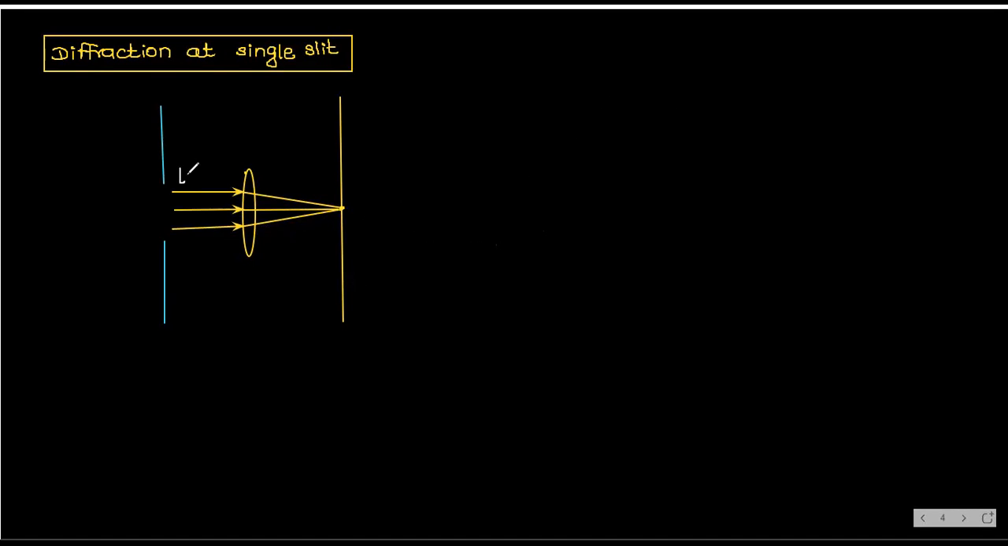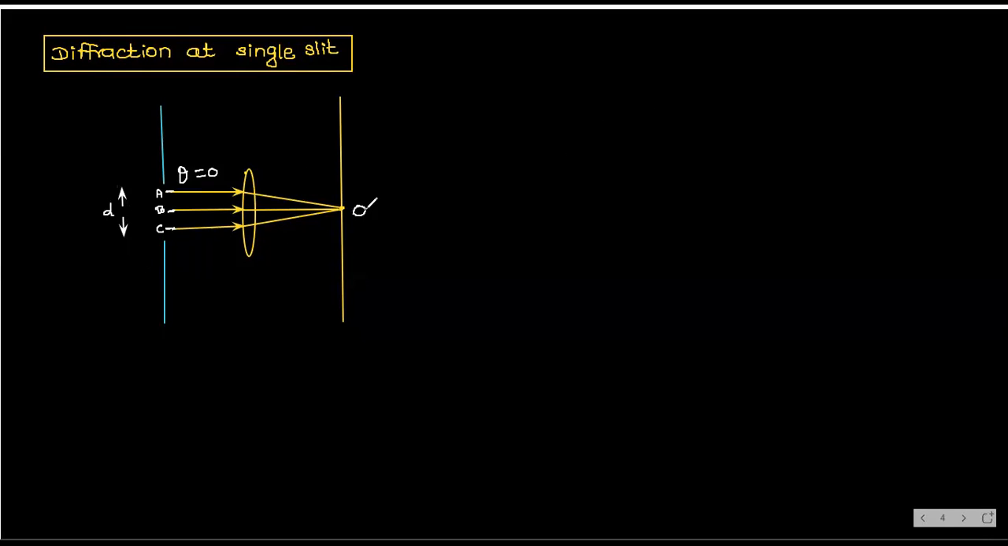And here theta is equal to what? 0, because all the rays are parallel, and this point is A, this point is B, and this point is C, from which these rays are going exactly parallel. And let's assume that this slit width is small d. What is the slit width? Small d.